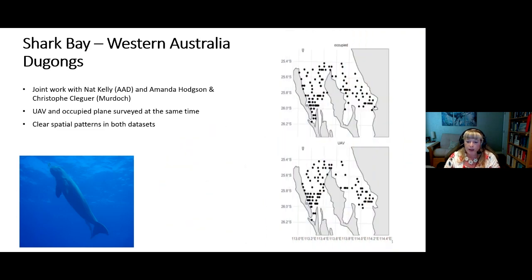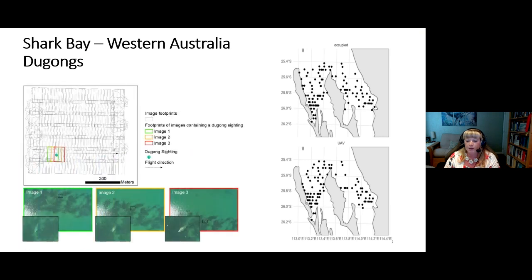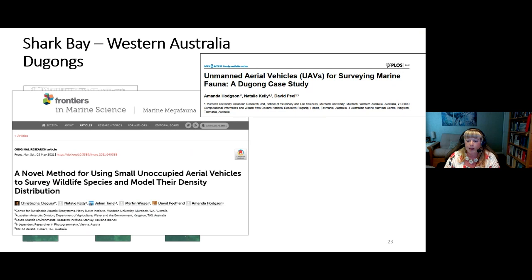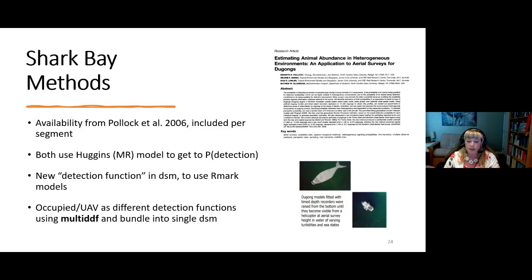And so the occupied and UAV survey data are both shown here, with the occupied aerial survey sightings on the top panel and the UAV survey sightings on the bottom. Now, to produce this data from the UAV methods, there first needed to be methods developed to automate the image processing and derive a detection function, which was a lot of hard work that was completed by Amanda, Chris, and Nat and their colleagues. And so we're just glossing over that here, but I really want to point out again that as with the acoustic data, data prep is really a key and critical component in all of this.